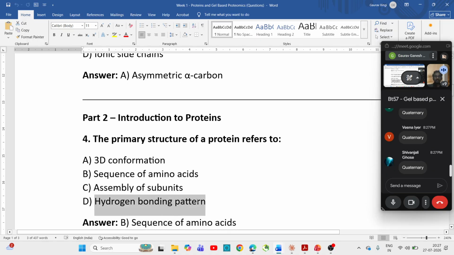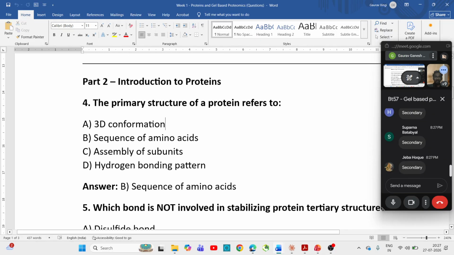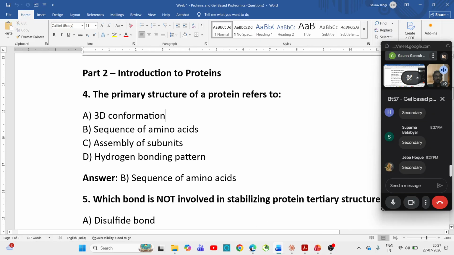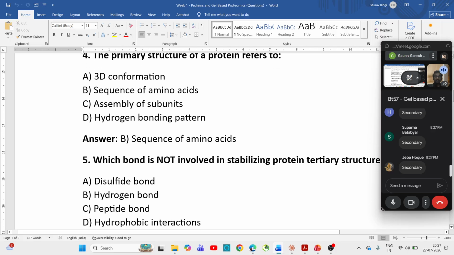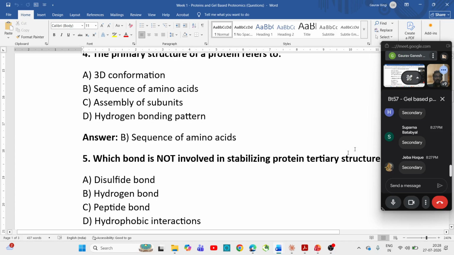Then the hydrogen bonding pattern is for... the D1 stands for what? Secondary. Yeah. So that's how alpha helix and beta pleated sheet form. There is a pattern by which hydrogen bonds are formed and you get the structure.